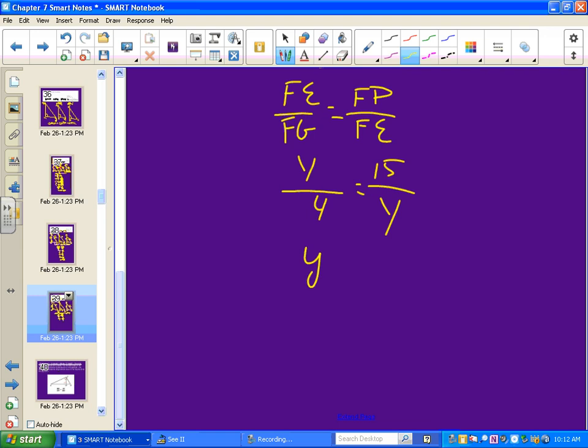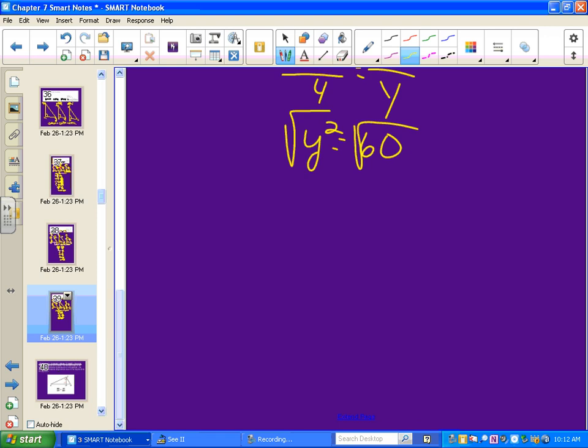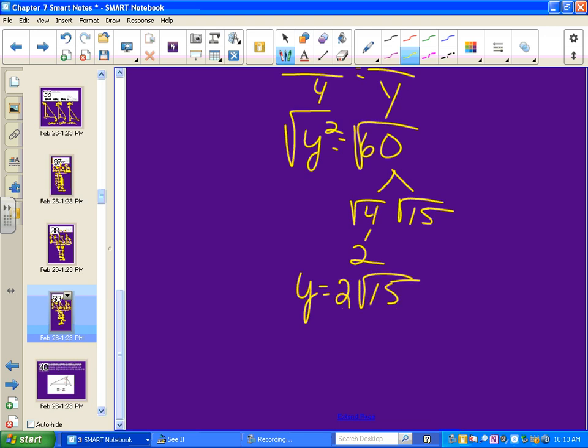Now we cross multiply. y times y is y squared. 4 times 15 is 60. From here, we take the square root of each side. Square root of 60, we can simplify that. That is the square root of 4 times the square root of 15, which is 2. So y equals, in simplified radical form, 2 times the square root of 15.